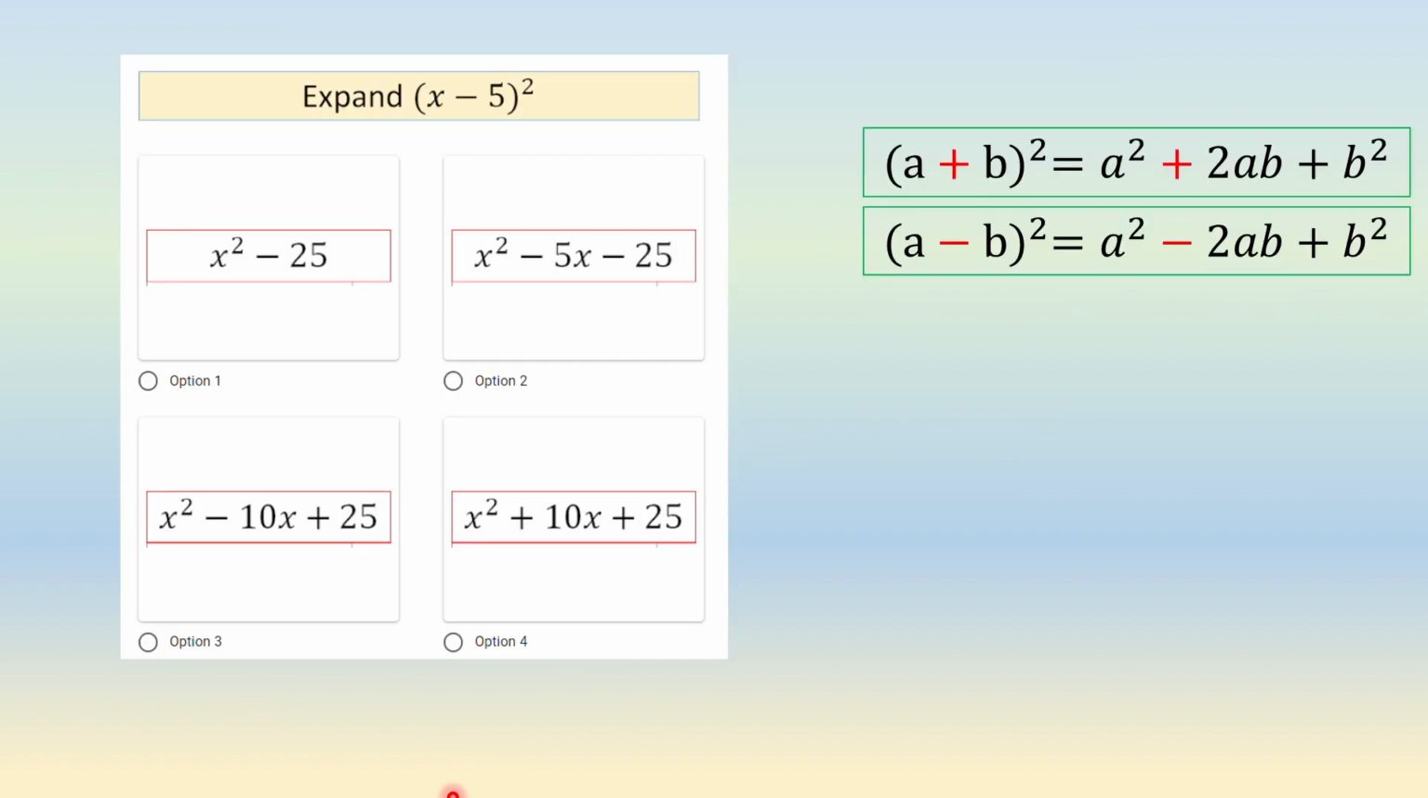Now let's check your understanding. You can expand this expression within a few seconds. If you get the answer as option 3, then you are good. So how to expand? Remember, using the method that I have taught you just now, x square. Then you have to multiply the 3 terms, 2 times negative 5 times x, which gives you negative 10x. And negative 5, when you square, you'll get positive 25. So option 3 is the answer.